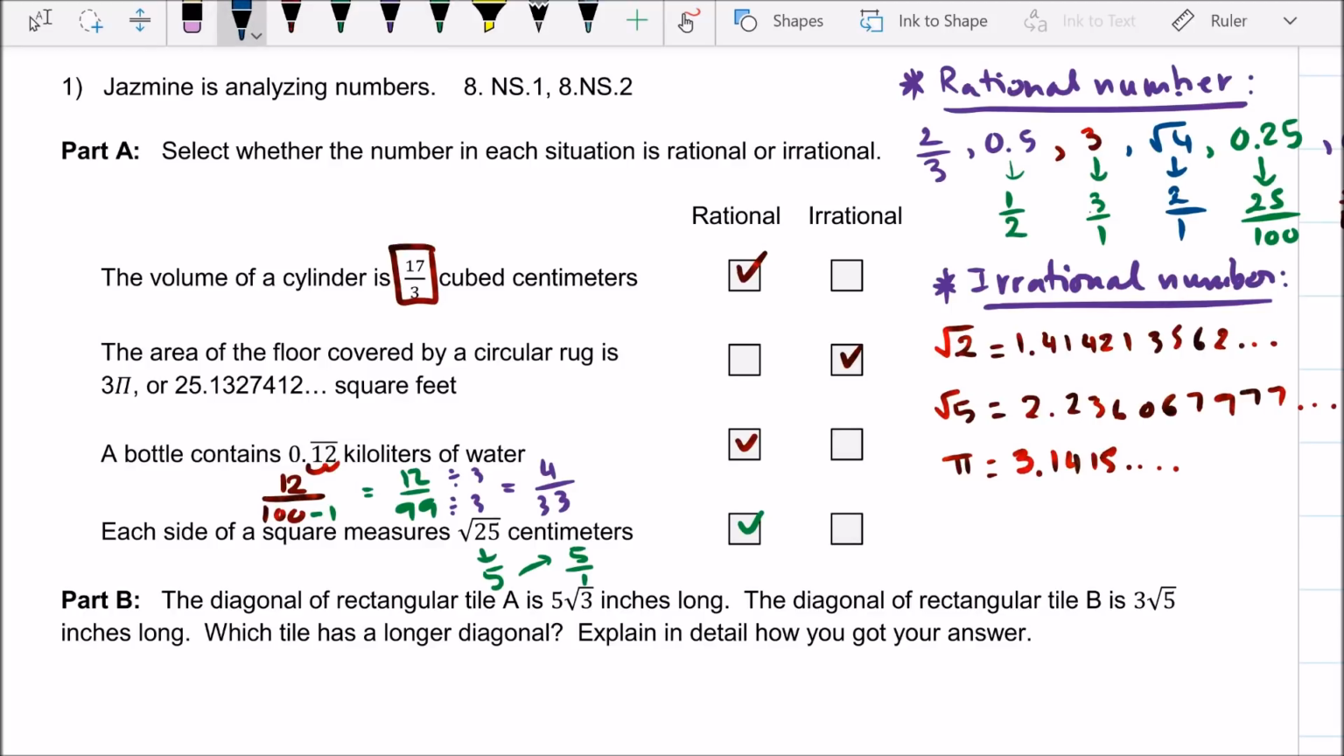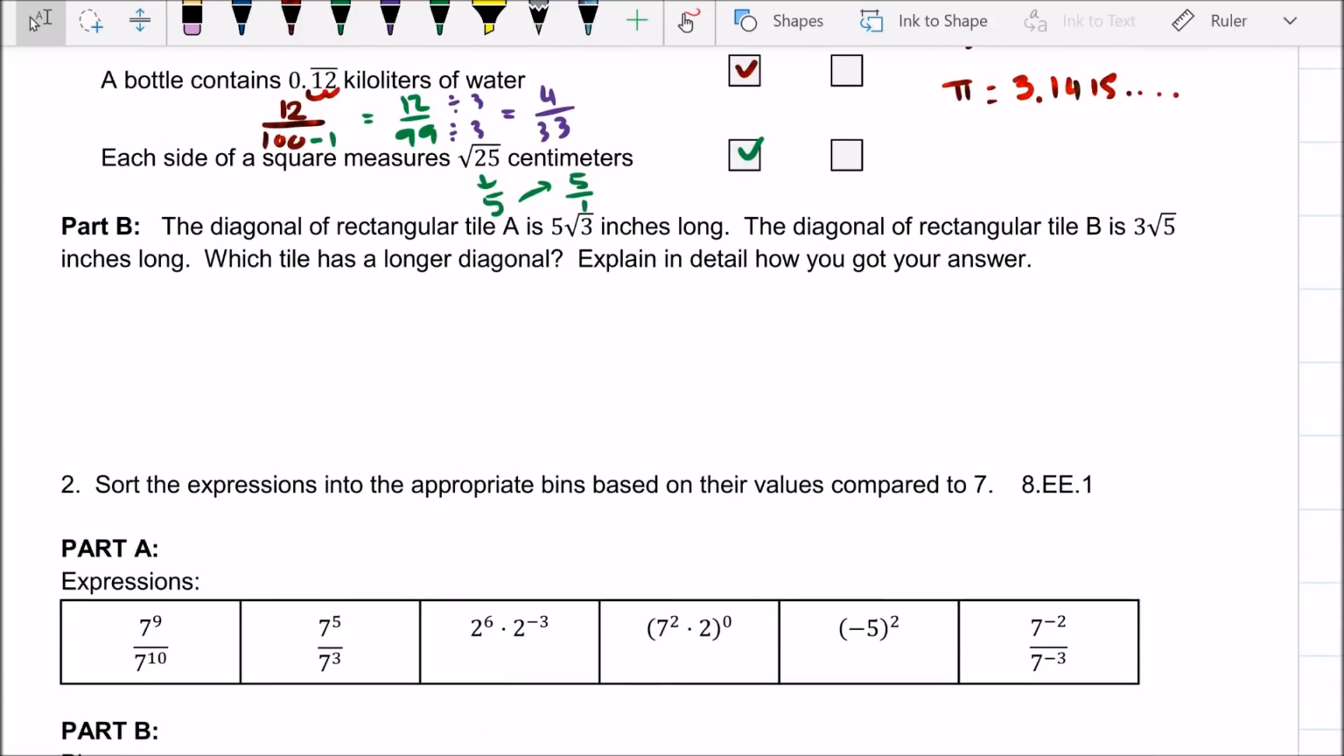Alright, part B. The diagonal of rectangular tile A is 5 square root of 3 inches long, and the diagonal of rectangular tile B is 3 square root of 5 inches long. Which tile has the longer diagonal? Explain in detail how you got the answer.